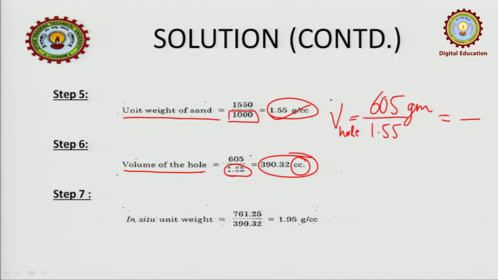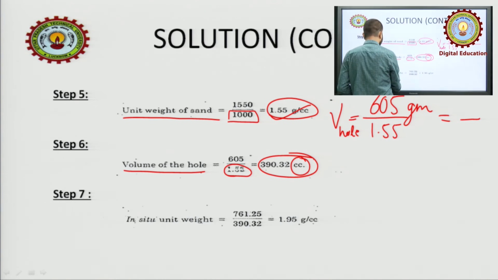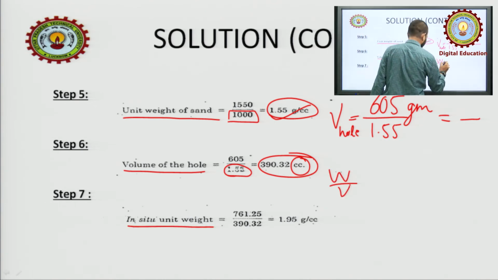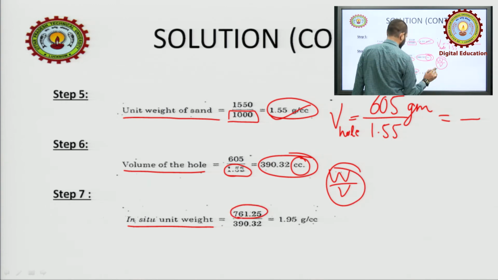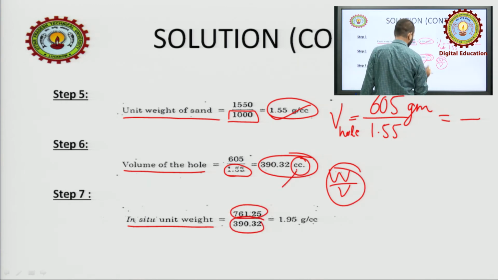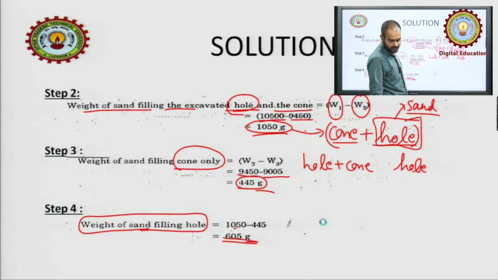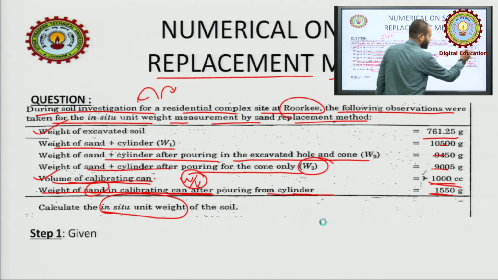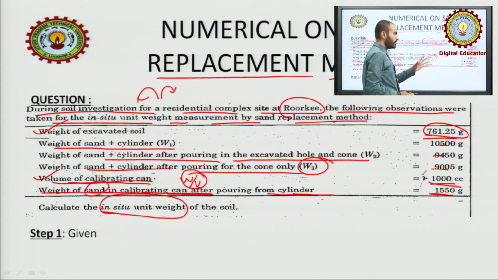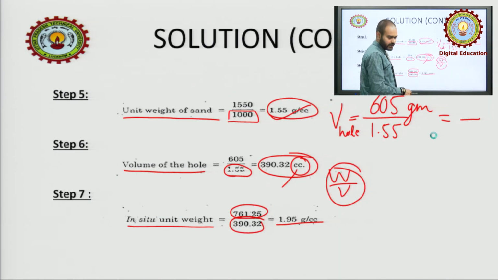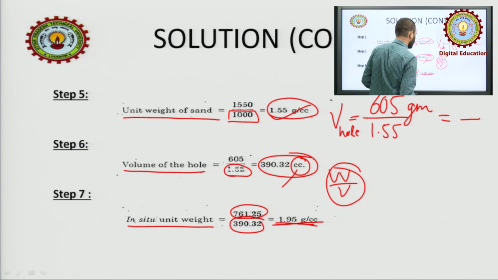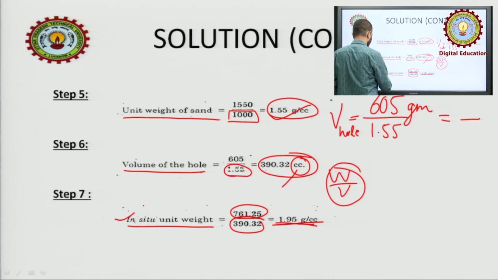This is cubic centimeter. So finally, how will we calculate the in situ weight? Again W by V. This part is already given in the question, and this is what we just calculated. So we get 1.99 gram per cc. Okay, you can see here that this is given already, so don't get confused. We are given the weight already, we just had to find out the volume, which we have found out, and now we get our answer as 1.95. Okay, so this was one easy question based on the sand replacement method.